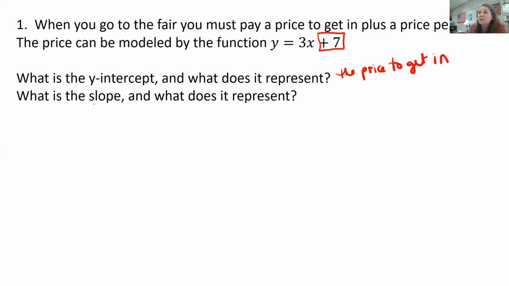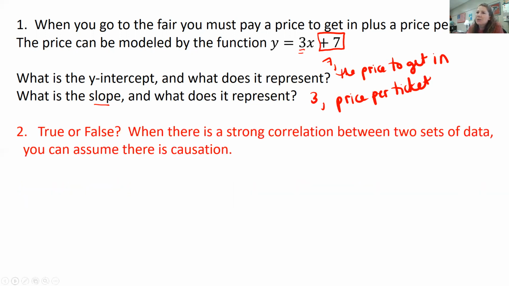And then the question is, what is the slope? Well, the slope is the number multiplied by x, so the slope is 3. This is two questions, isn't it? And what does that 3 represent? It is the price per ticket. I feel very strongly you could all answer those questions, but I just wanted to go over them with you.